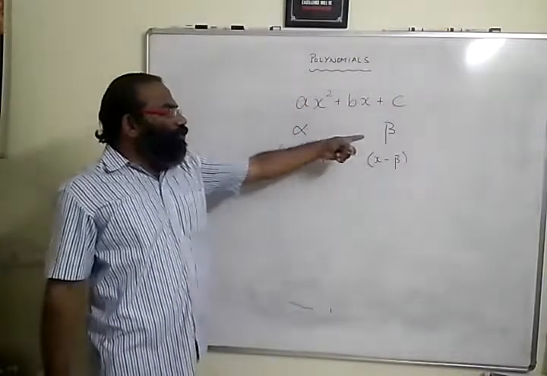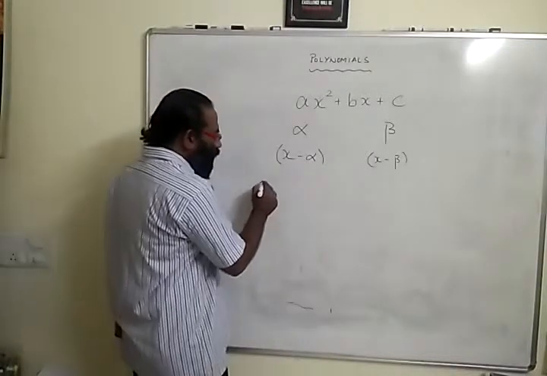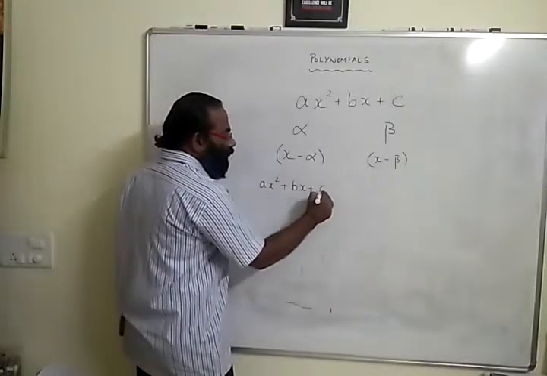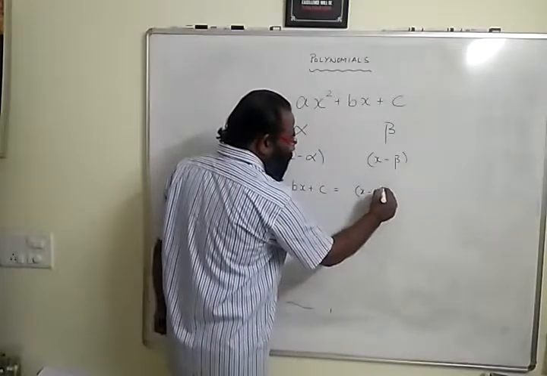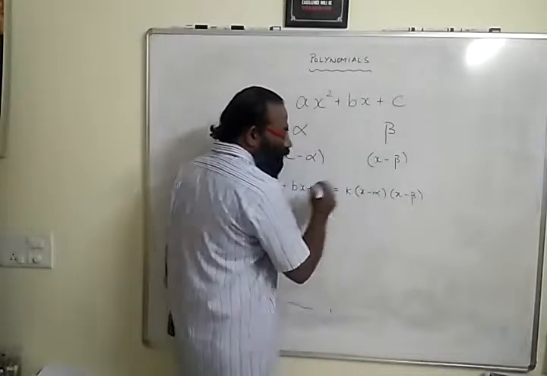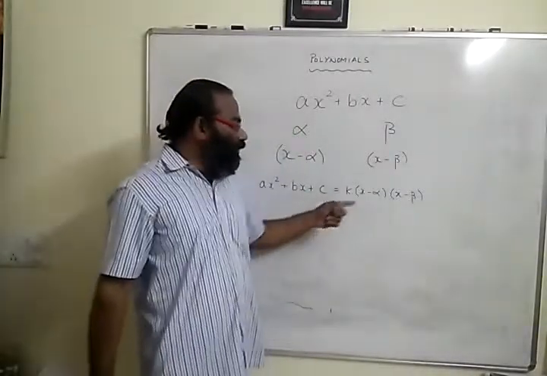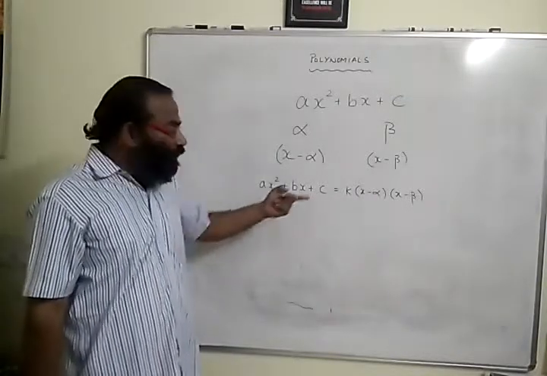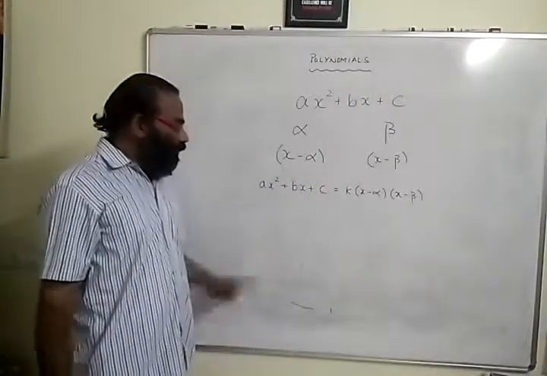Now, there can only be a maximum of two zeros, as we have seen. So I can write ax squared plus bx plus c is equal to x minus alpha into x minus beta into a constant k. There may be a constant, because otherwise it would be x into x squared, but this has a coefficient a. So what is that coefficient? We don't know, so there should be some constant also. So there is a k that I am putting over here.